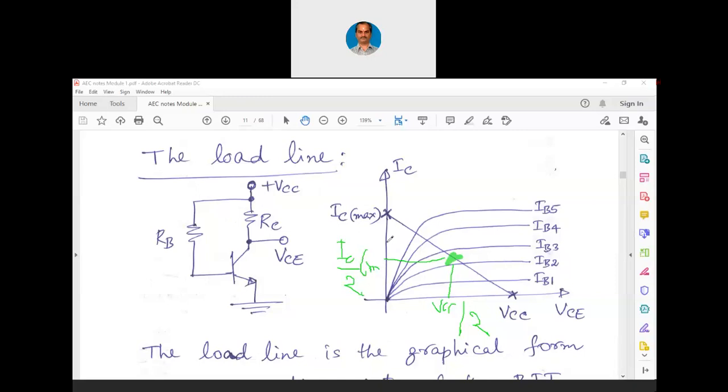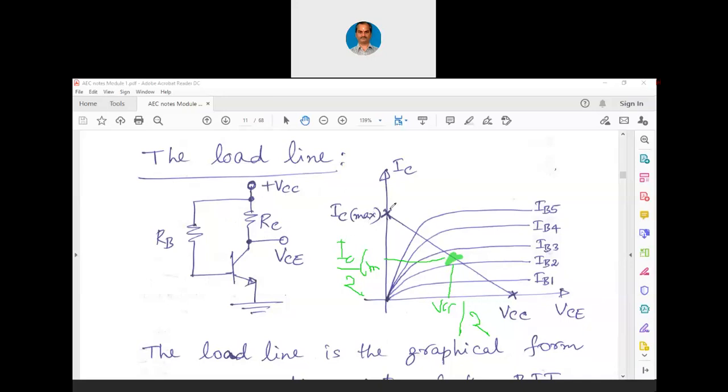So, if I write it this way, now the Q point should correspond to half of VCC, and IC max by 2. Now, the point is, when we design the circuit, can we design that way? Yes, we can. IC max we can easily find out: VCC divided by RC is IC max. And VCC by 2 we already know. So, choosing these two, we may have to choose this IC max on our own for a given design.